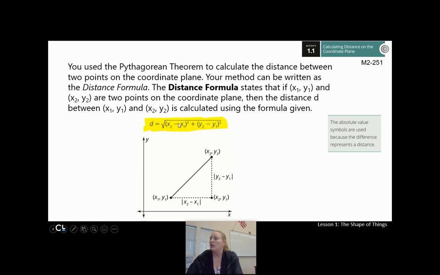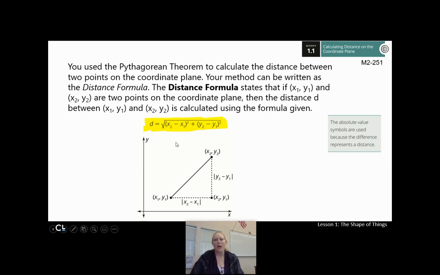So you're going to subtract your x coordinates and square them, subtract your y coordinates and square them, and then add them together and take the square root, and you can find the distance. We actually did do this on the last problem.